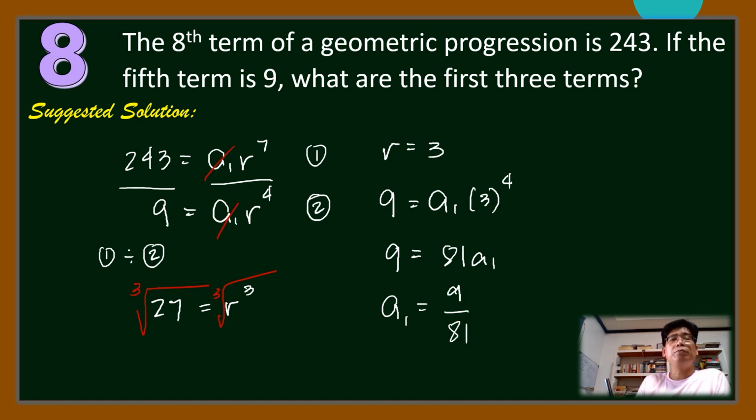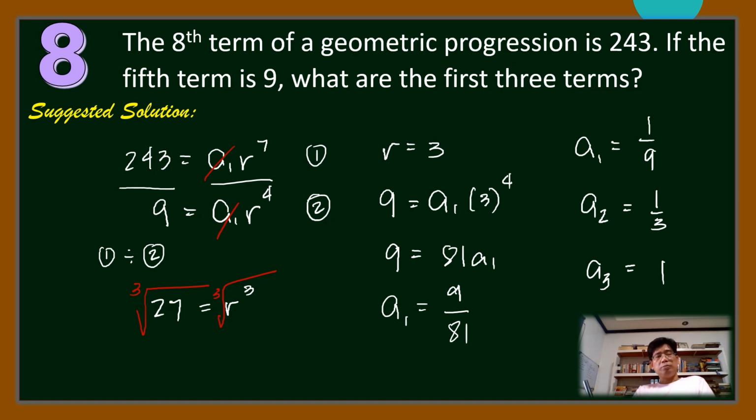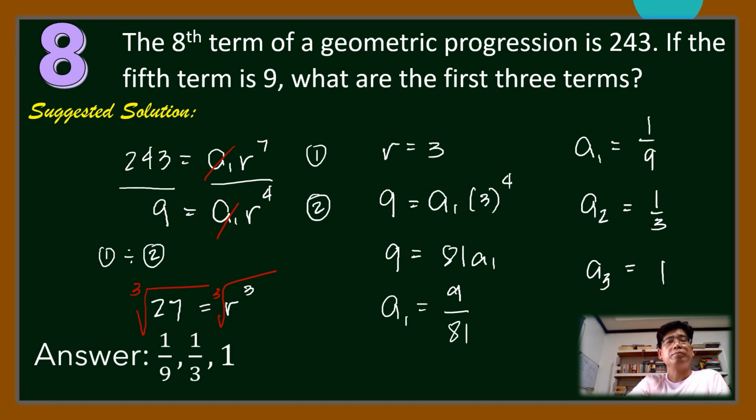So if we are to get the first three terms, we can simplify the first term to be 1 over 9. To get the second term, we just multiply this by the common ratio. 1/9 times 3 is 1/3. And the third term, 1/3 times 3 is 1. So the first three terms of this geometric progression are 1/9, 1/3, and 1.